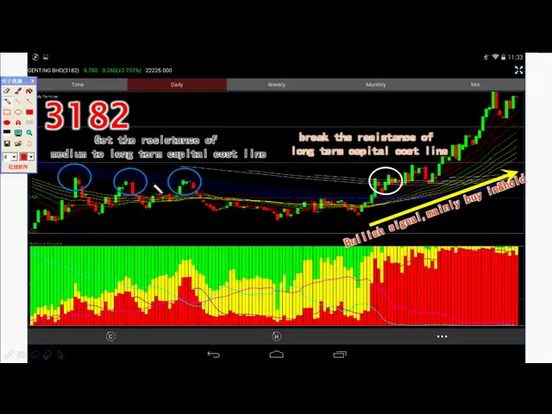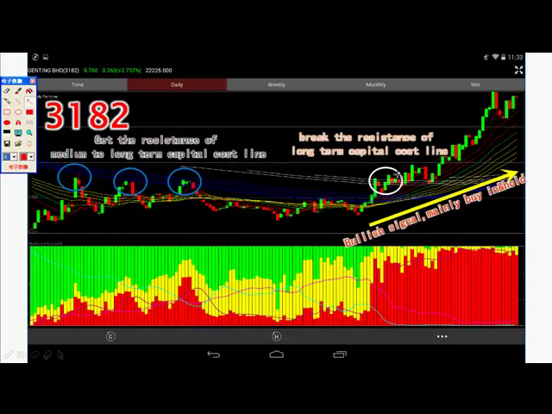These 3 times, the price got resistance from the medium to long-term capital cost line. When the candlestick is below the colorful line, it will be resistance. Every group of colorful lines could be resistance and support for the price. When the candlestick is below the blue line, it is strong resistance. Three times the price got resistance and went down. But you will see here it is different, because the candlestick breaks the resistance of the long-term capital cost line.